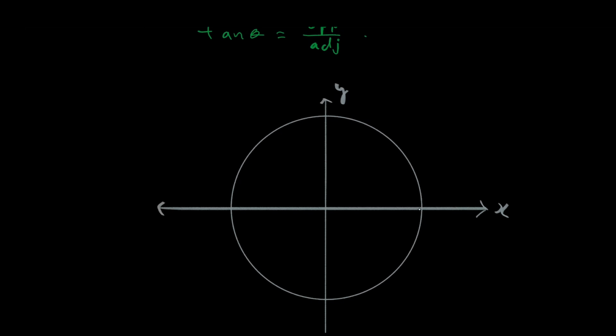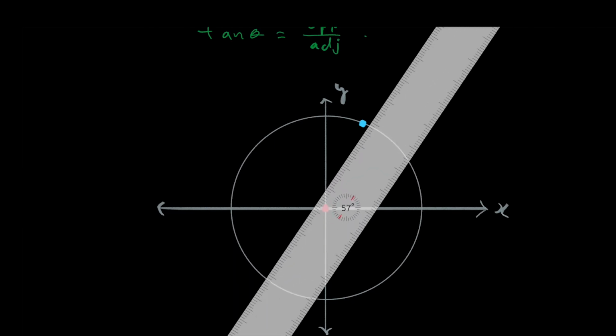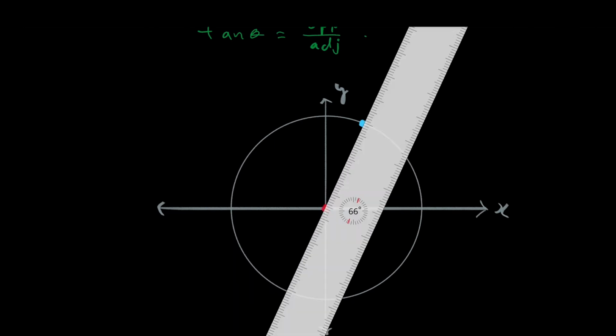And recall that being a unit circle, it has a radius of 1. So if I have the origin here and I draw a line to any point on the circumference of the unit circle, I'm going to get a line that has a length of 1. Okay?